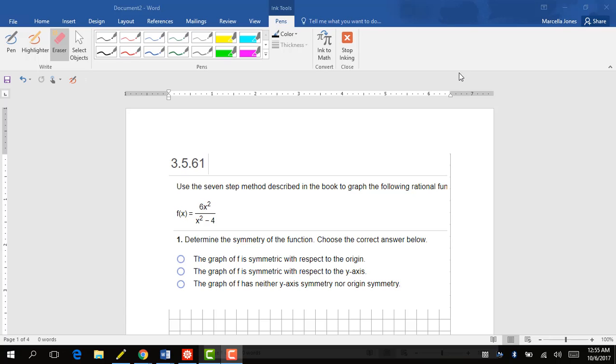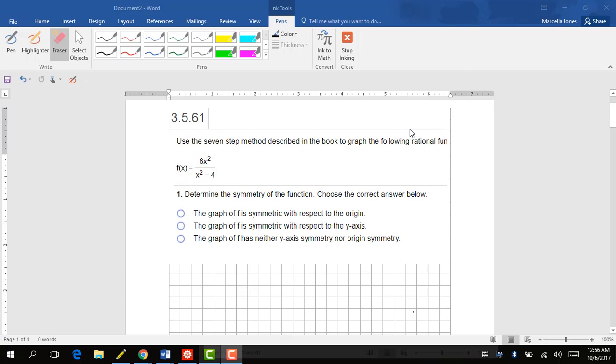Right, let's take a look at solving exercise 61 from section 3.5. We want to use the 7-step method to graph f of x equals 6x squared over x squared minus 4. First, we want to determine if there's any symmetry for this function. We do that by evaluating f of negative x. That means we go into the function, and wherever we see an x, we put a negative x instead.